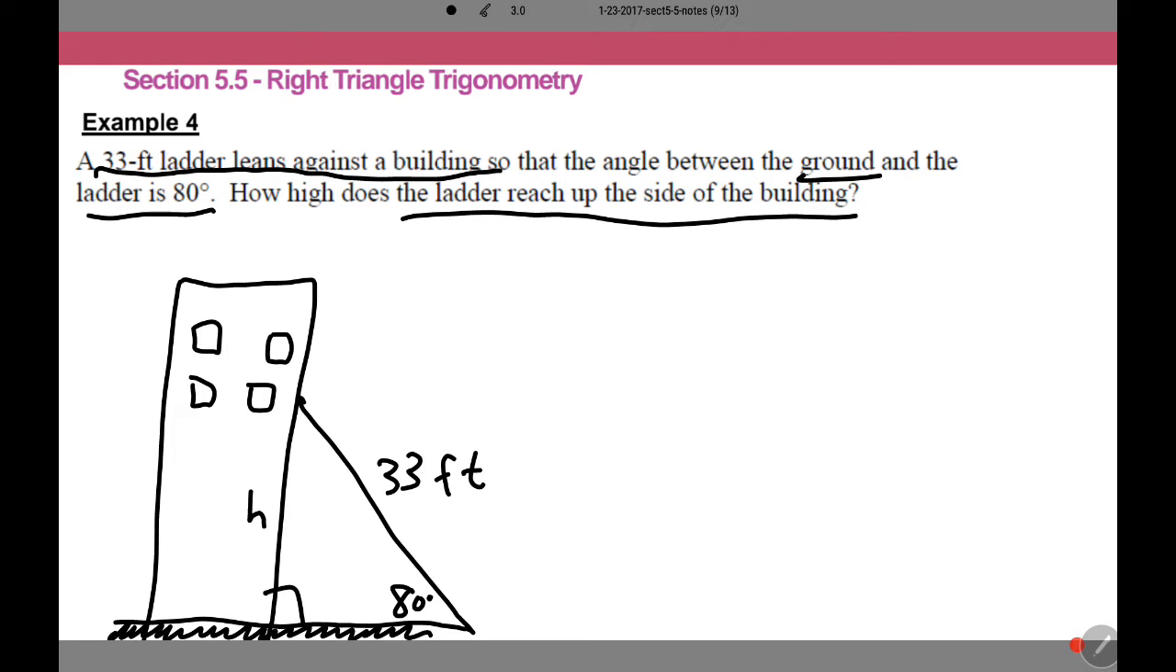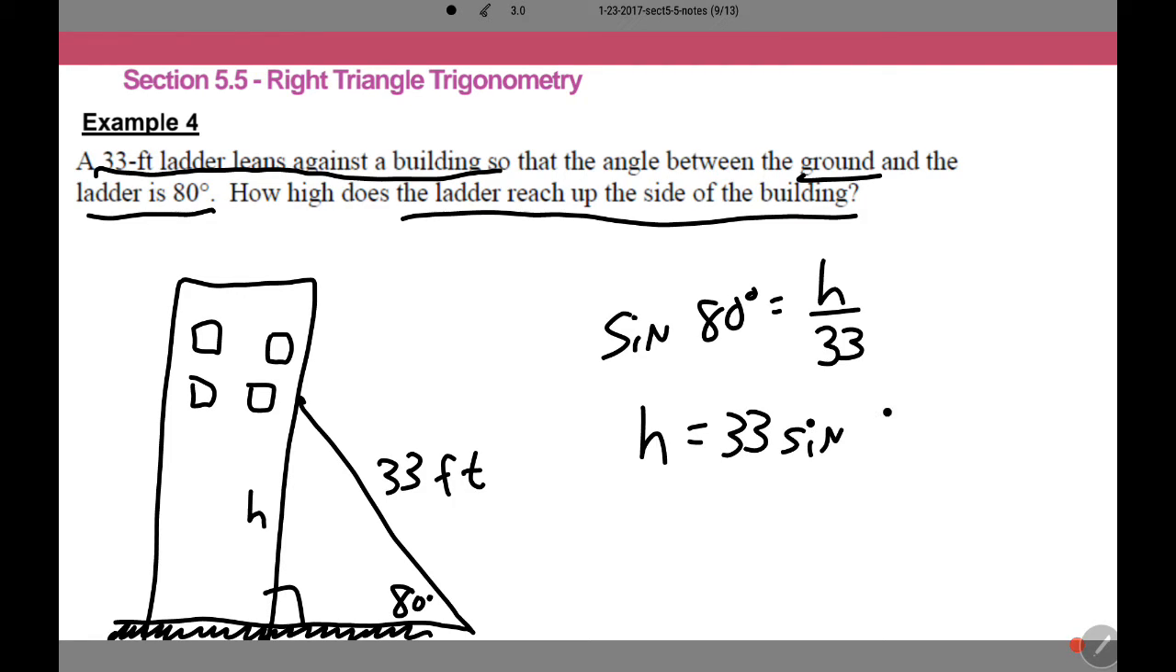Again, you've just got a right triangle here. And you've got the sine of 80 degrees equals h over 33. And here we just multiply both sides by 33 and solve. Using our calculator again, because we don't have 80 degrees on our unit circle, we're not going to have an exact answer. That gives us 32.5 feet if you type that in.